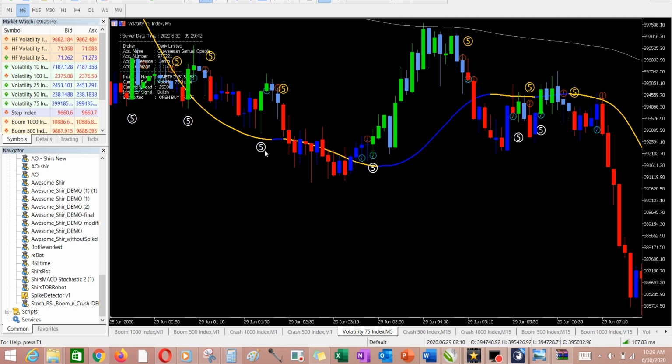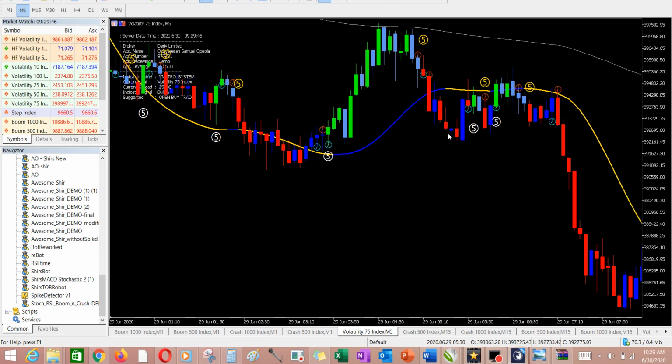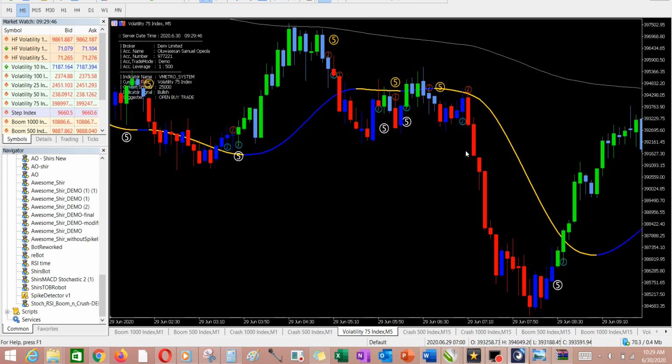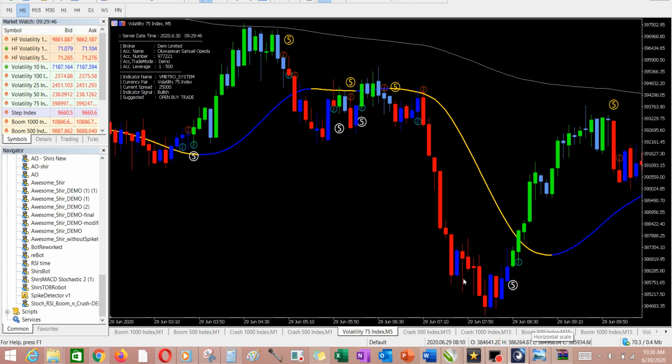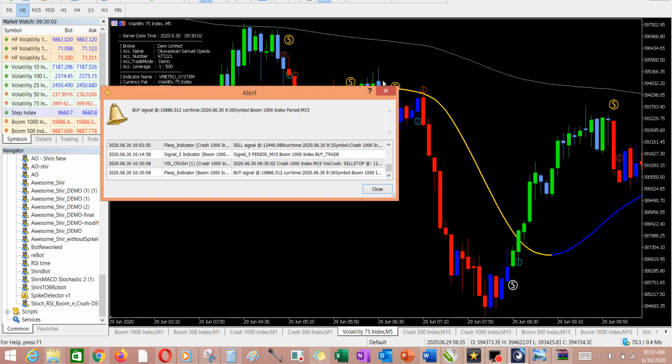I will be pointing out a few things. You will see the yellow lines and the blue lines. The yellow signifies a downtrend, while the blue line signifies an uptrend. They also serve as support and resistance. You can see when the price action gets to that level, it starts reversing back, and once it crosses the line, then you know that it will break up.